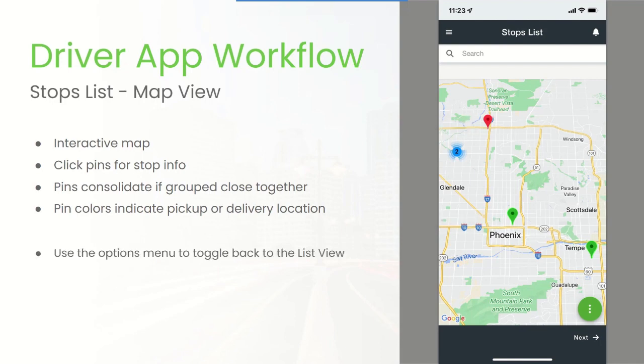To change your view back to the stops list, use the green three-dot action menu again, scroll down, and select List View. We'll use the list view for the remainder of this video.